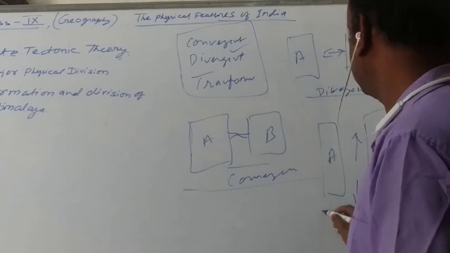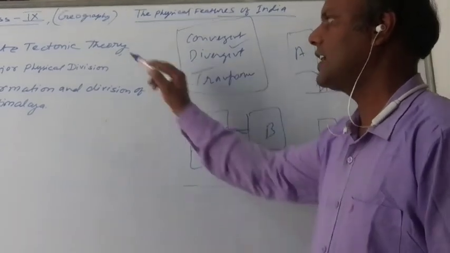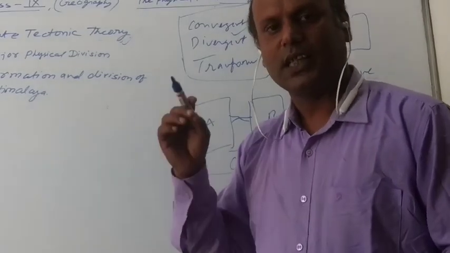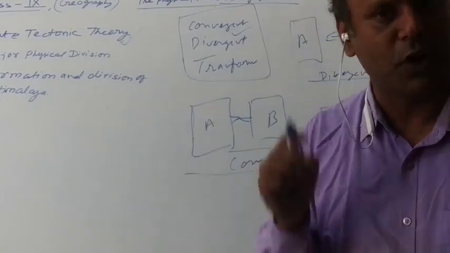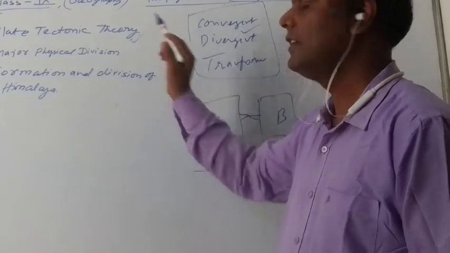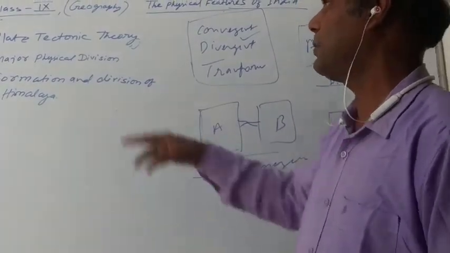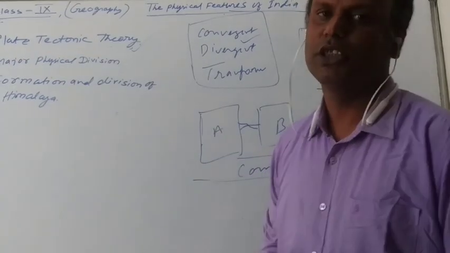So these three movements of plates are explained in the plate tectonic theory. Once again, the conclusion is that every landform is formed due to these movements of plates, and this description of the movement of plates is explained in the plate tectonic theory.